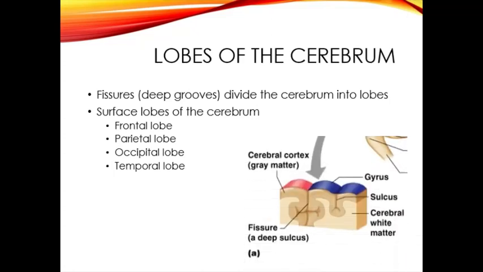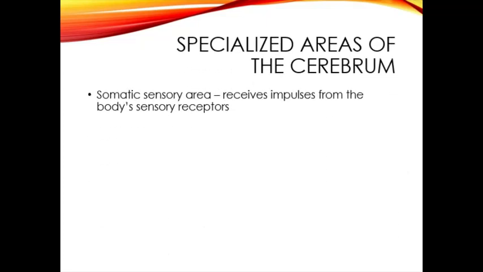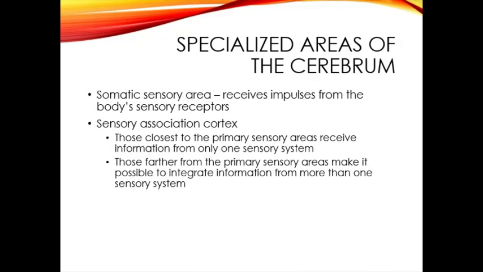So, we have the specialized area of the cerebrum. So, here we have the somatic sensory area. It receives impulses from the body's sensory receptors. We have the sensory association cortex, no? Andito yung association. Somatic sensory area are the main areas that receive impulse. Yung sensory association, sila yung mga channels or nagpapasa-pasa nitong mga sensory or senses na nakukuha nyo outside.